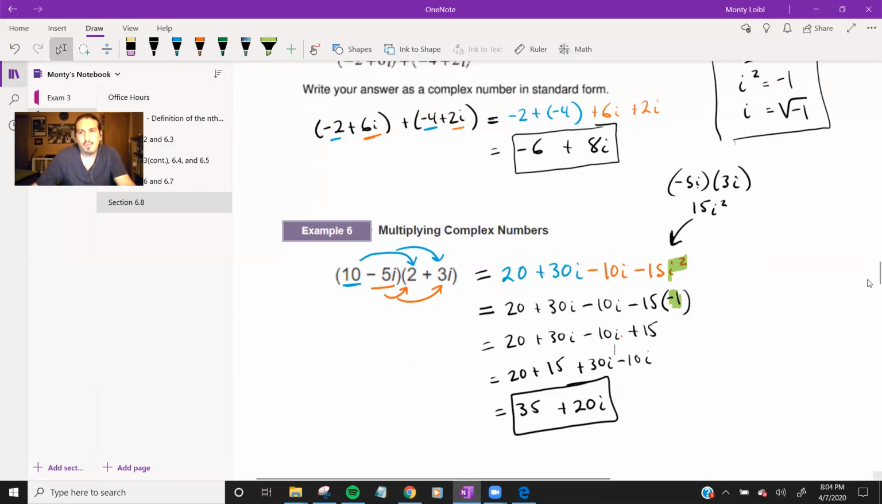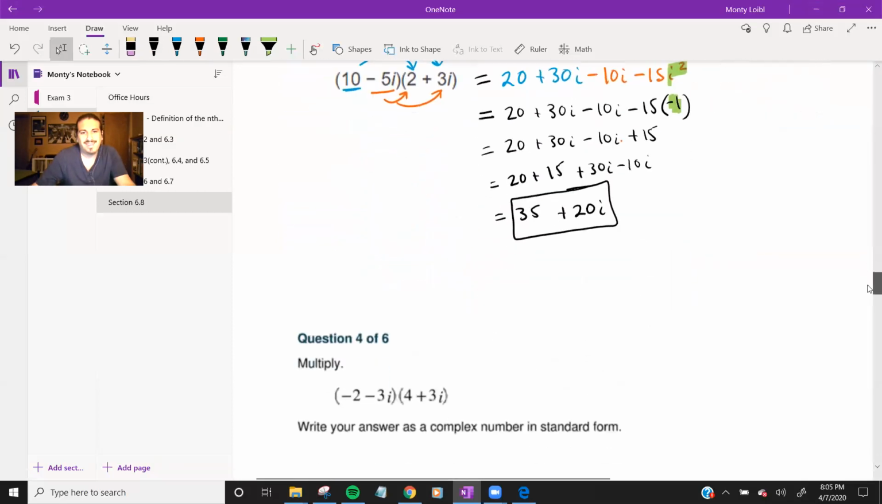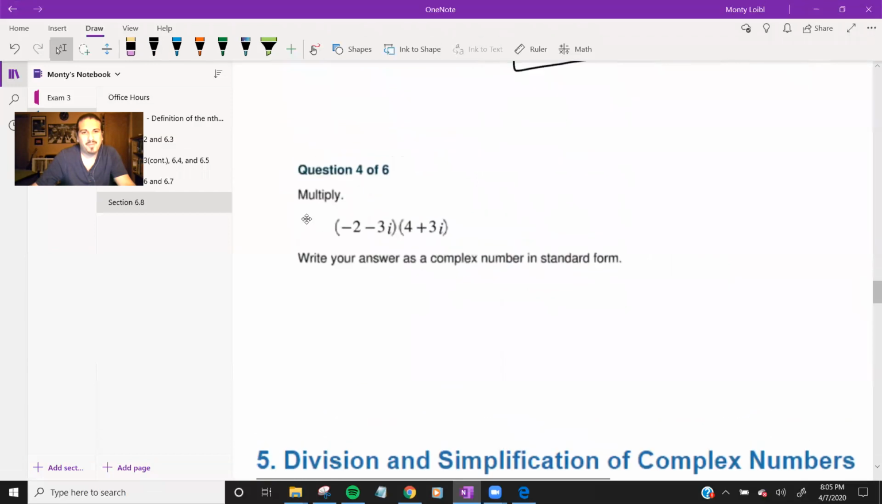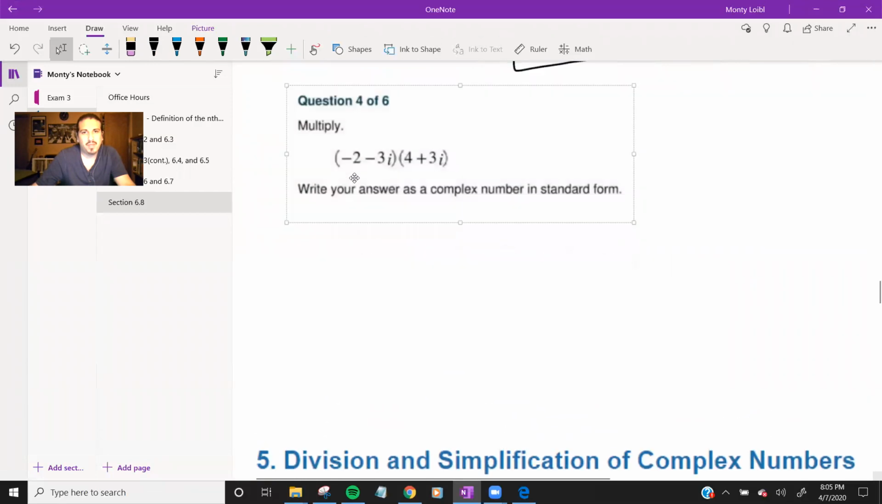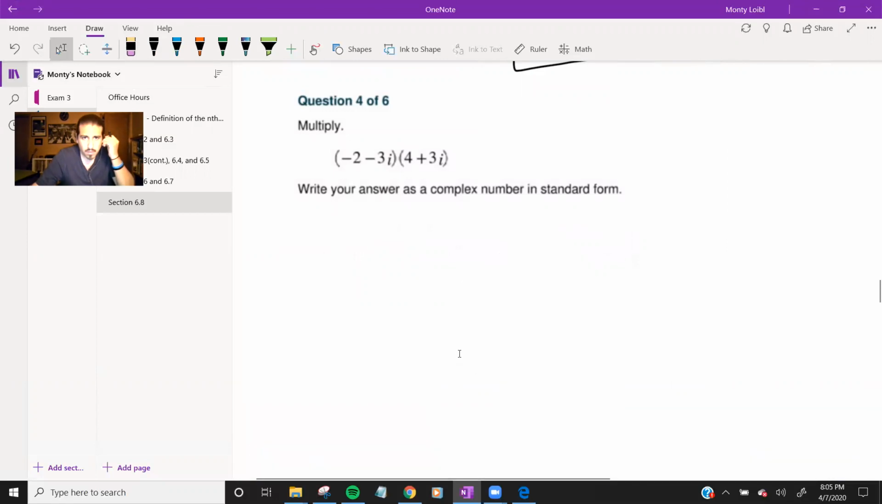Okay, moving on. We've got a daily work problem. Now, it's pretty similar to the one up above, but we'll take a look at it here. So we've got negative 2 minus 3i and 4 plus 3i. Right, so again, we need to distribute these.